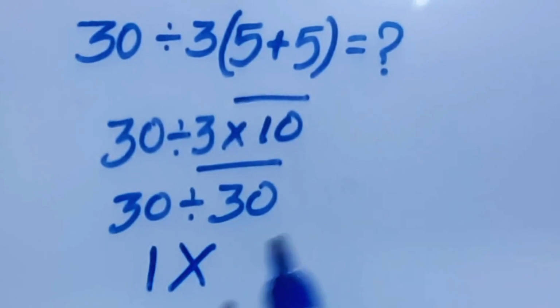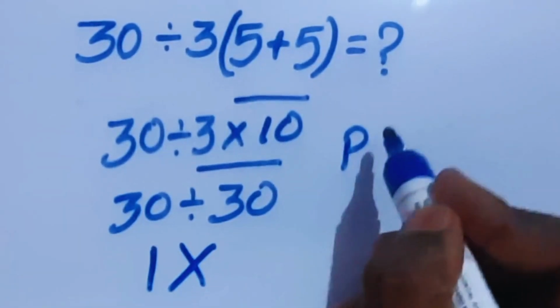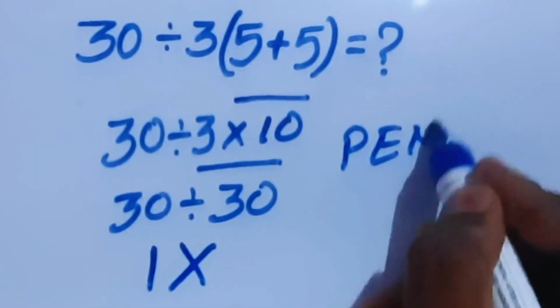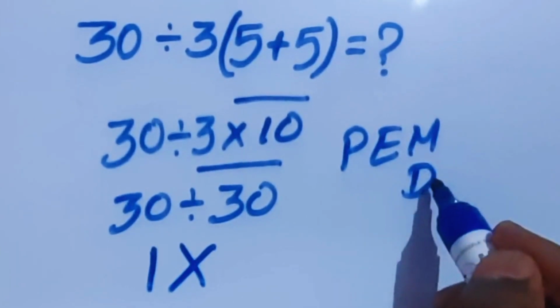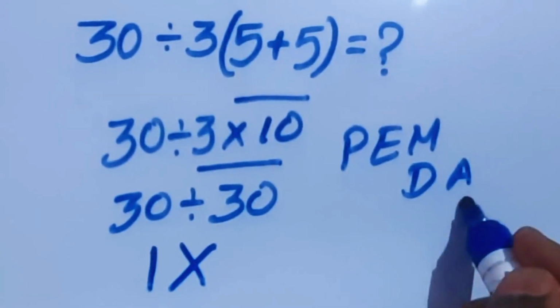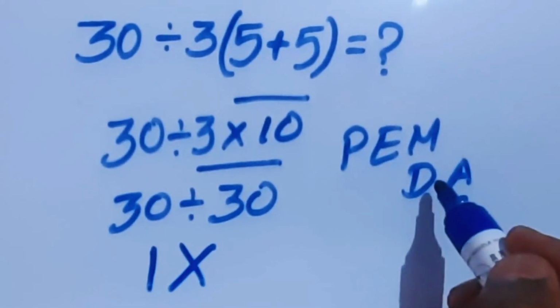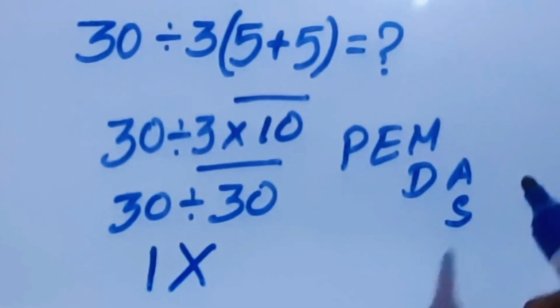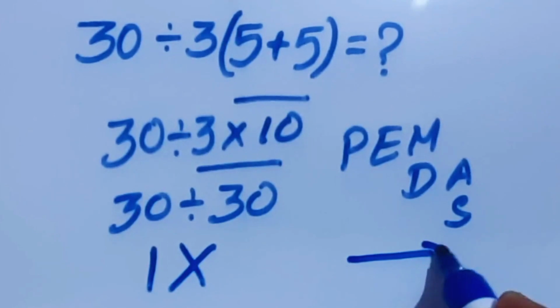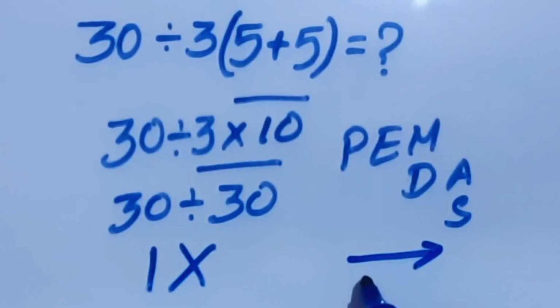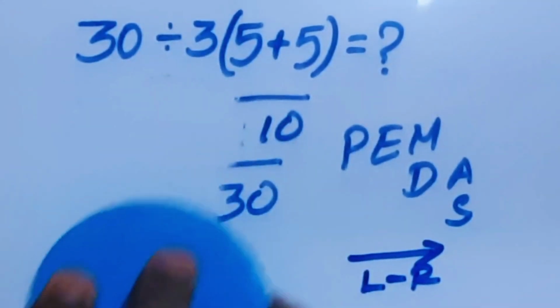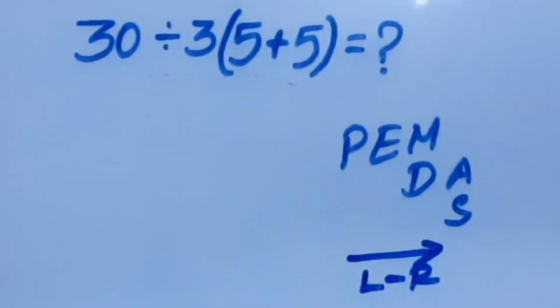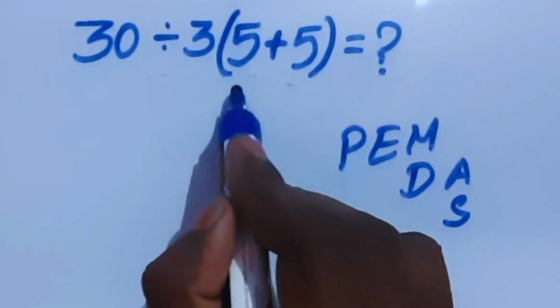This is wrong. As per the PEMDAS order of operations, multiplication and division, and addition and subtraction. Here, multiplication and division are equal priority, and addition and subtraction are equal priority. We have to follow this order, left to right in the problem. Let's see how we can do this in the correct way.